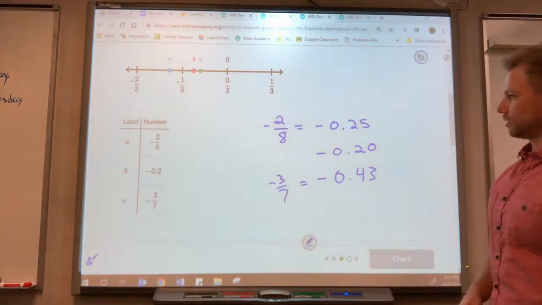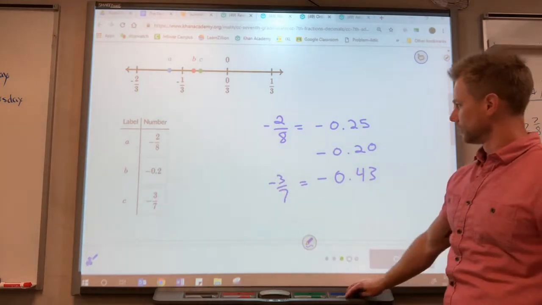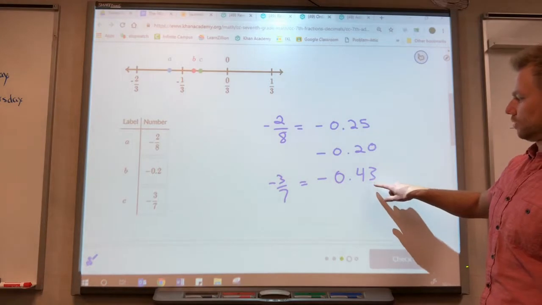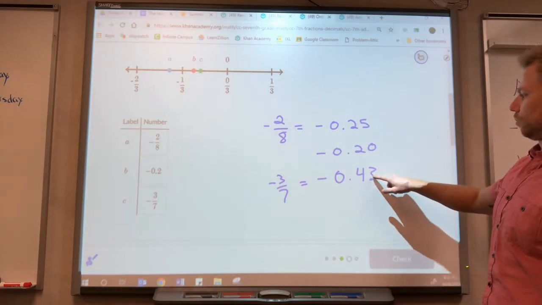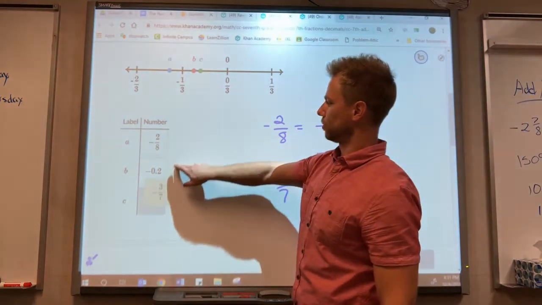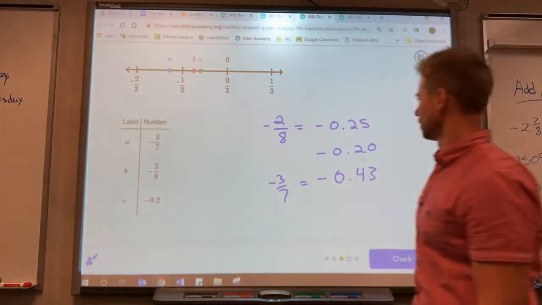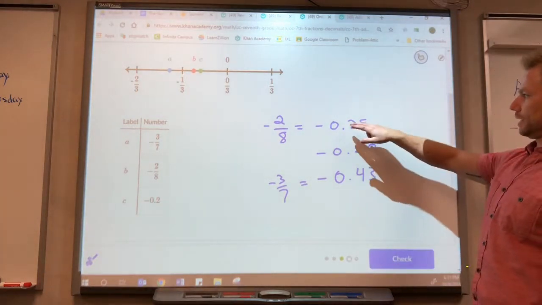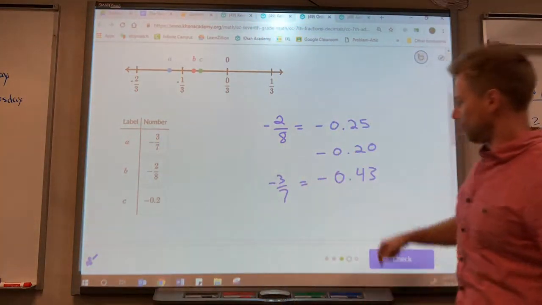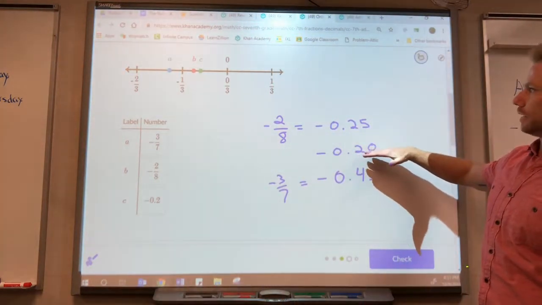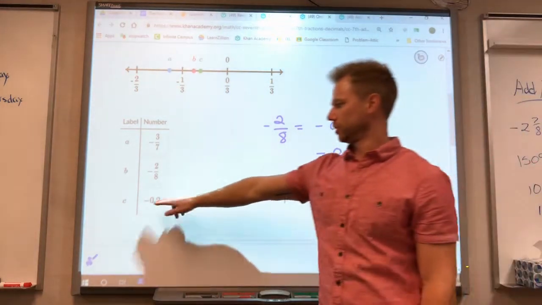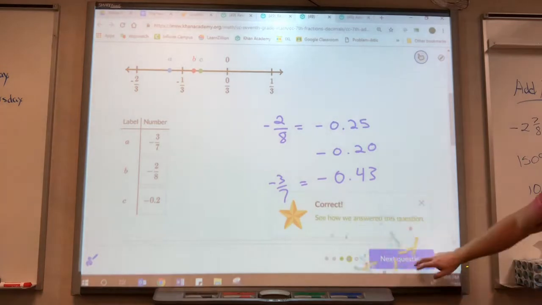So what's the smallest? The farthest to the left would be the number that is farthest away from 0, and to the left, which would be -0.43. So that would be -3/7. So we put that where A is. The next one in line would be -2/8, which is -0.25. And then the one that's closest to 0, which would be the biggest, because these are negative, is -0.2, which is C right there.